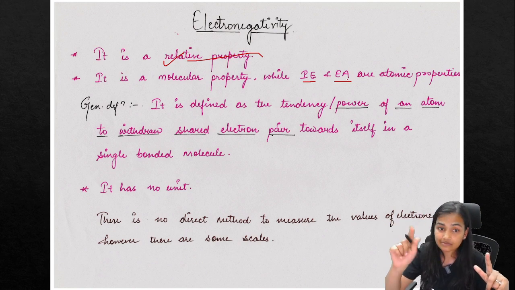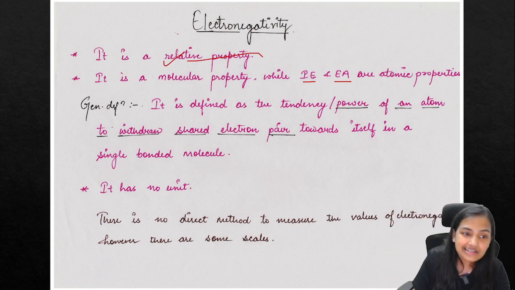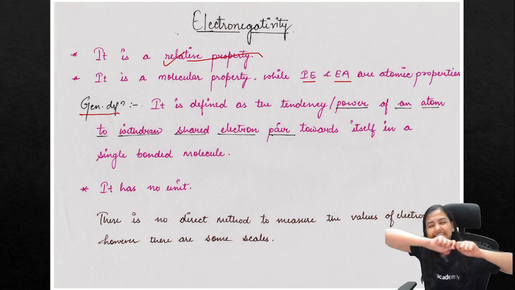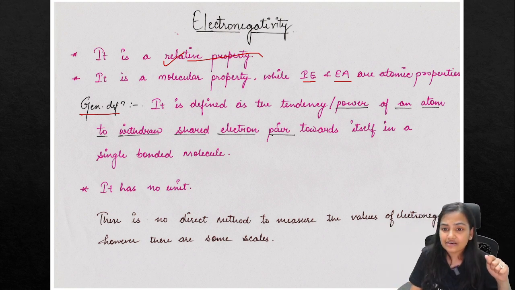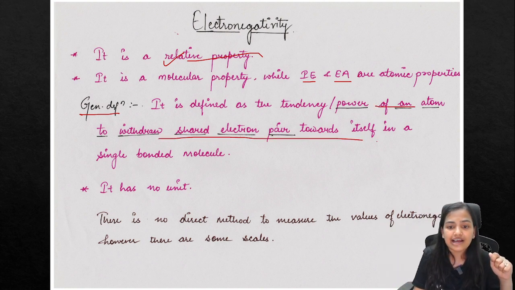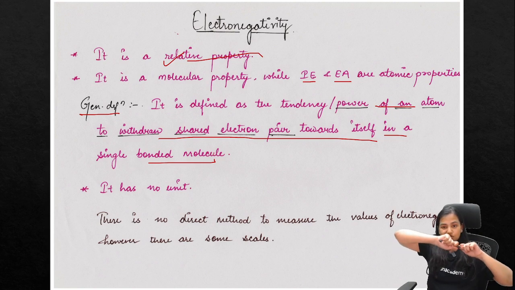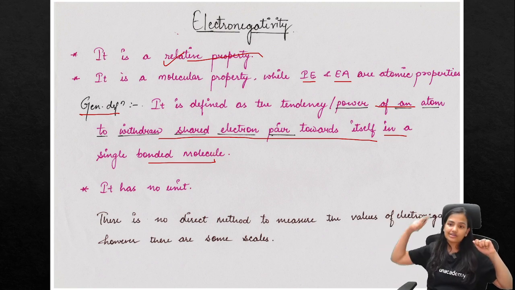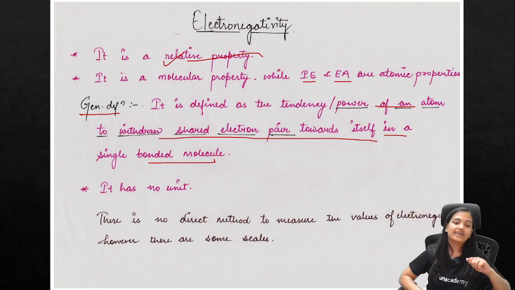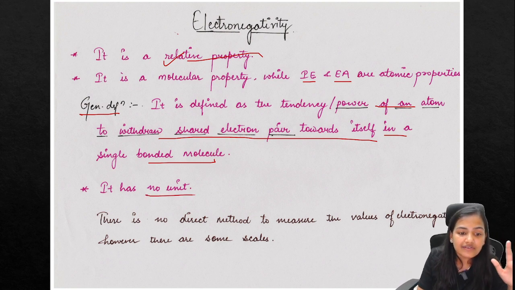They are the properties of a single atom. As I already told you, what is the general definition? The tendency or the power of an atom to pull the shared electron pair towards itself in a single bonded molecule. So there must be a single bond. If any species is more powerful in pulling the shared pair of electrons, it is said to be more electronegative. Electronegativity is a relative property.